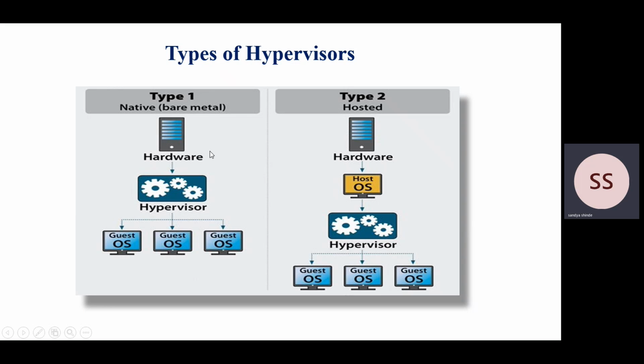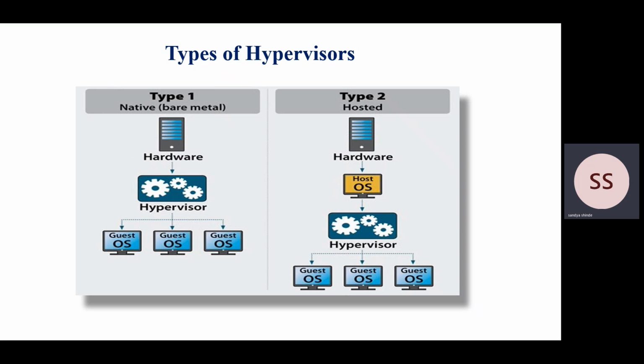The first type is the type 1 hypervisor and the other type is the type 2 hypervisor. The type 1 hypervisor is also known as a bare metal or native hypervisor. It is a layer of software that runs directly on the host hardware system. It doesn't require any base operating system. Its main job is to control the hardware resources and manage the guest operating systems.